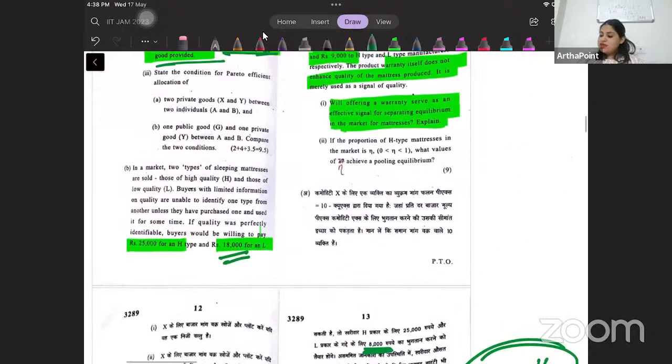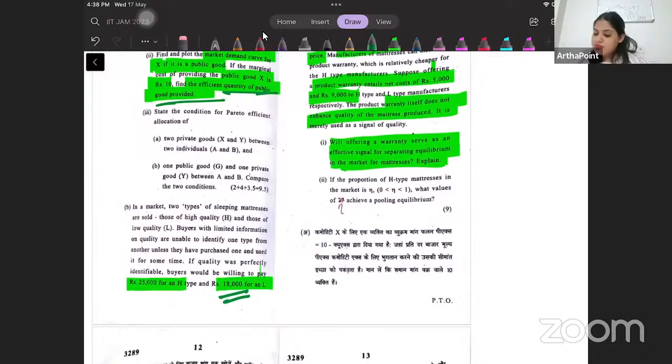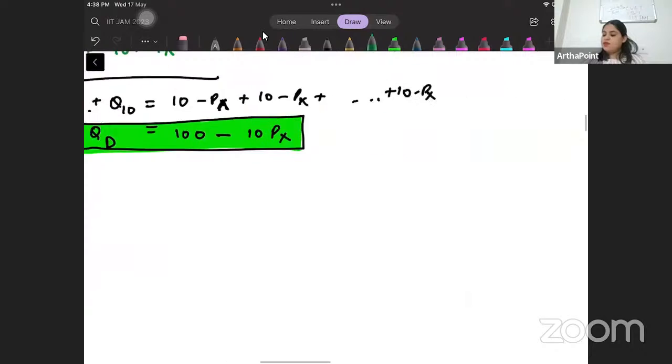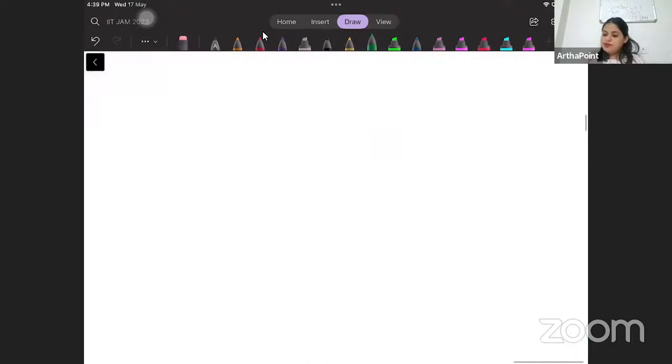Okay. Now, beta, let's go to the first part. अच्छा, एक और mistake था यहाँ पे. This is not 77. This is a sign. Okay. Let's go to the first part now. So in this case, beta, we need to understand when will a warranty be provided. Will it be an effective signal or not?